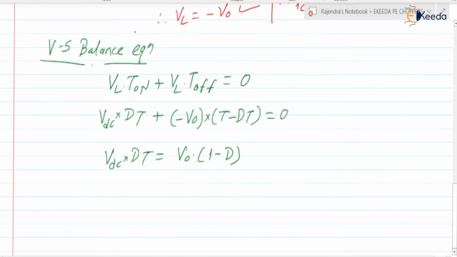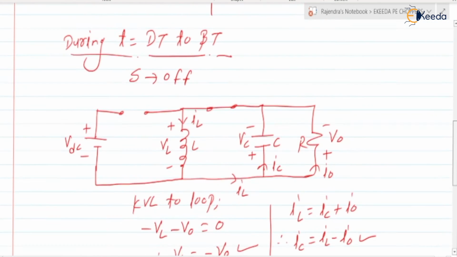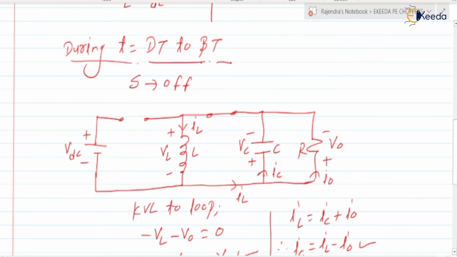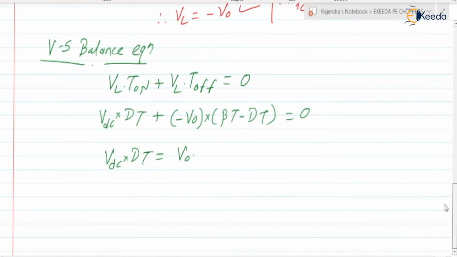So instead of T minus dt, we need to write it as beta t minus dt, equal to 0, because it is from dt to beta t only. So it is beta t minus dt. Next, we can write it as V0 into beta minus d, taking t outside as common, into t. So this t will get cancelled.